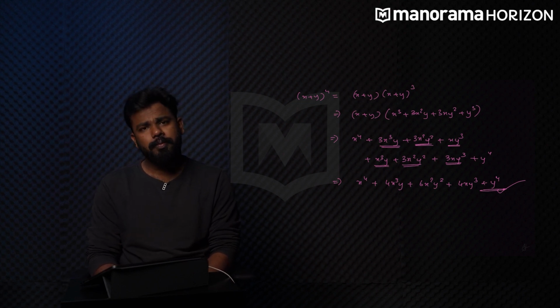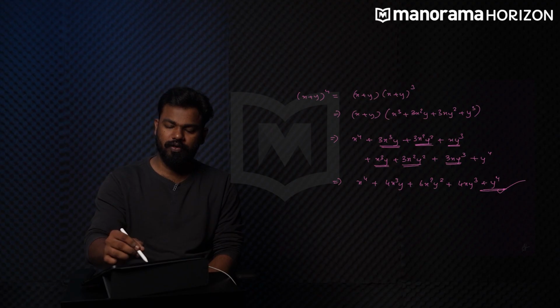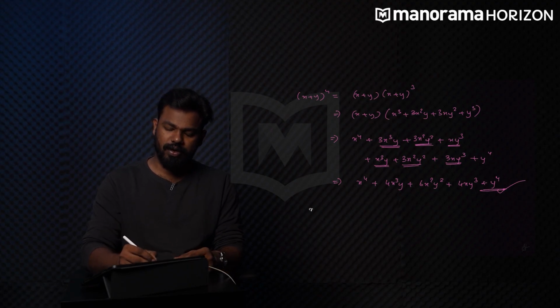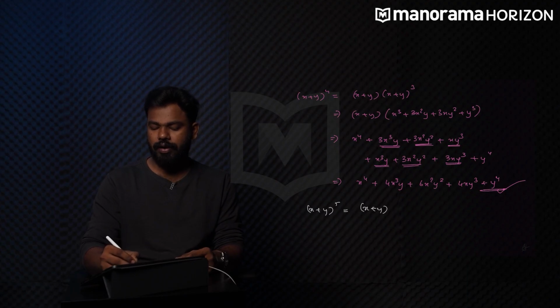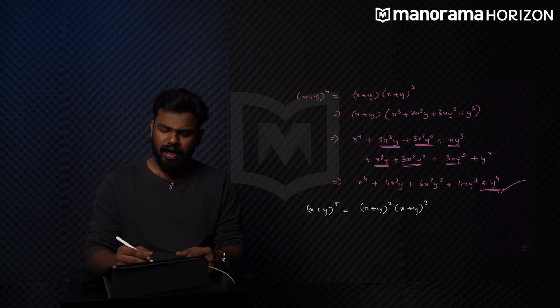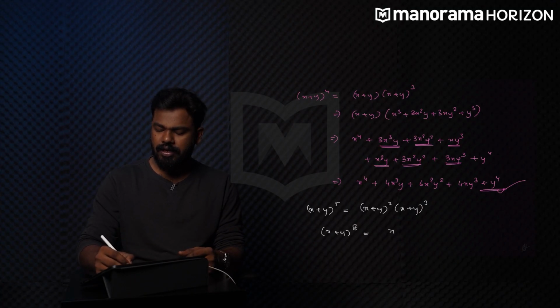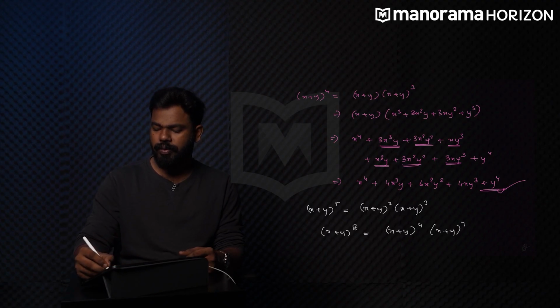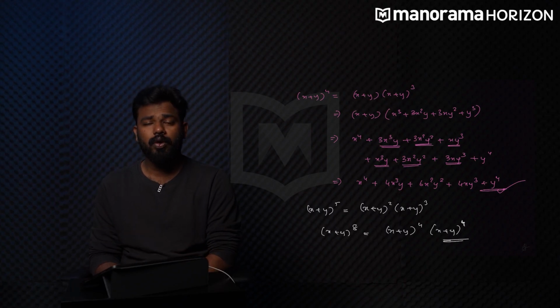Now, if I do multiplication like this for x plus y the whole raised to 5, I can write it as x plus y the whole square into x plus y the whole cube, and I can find it out. And also x plus y the whole raised to 8, maybe I can write as x plus y the whole raised to 4 into x plus y the whole raised to 4, because now I have the expansion of the fourth power and can use it.